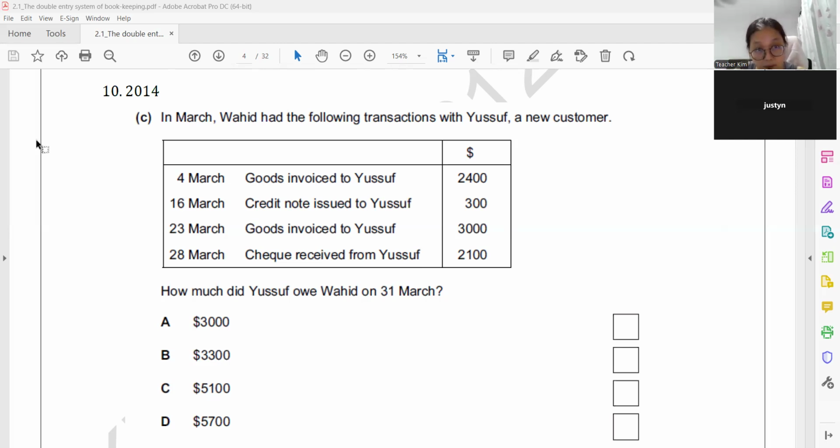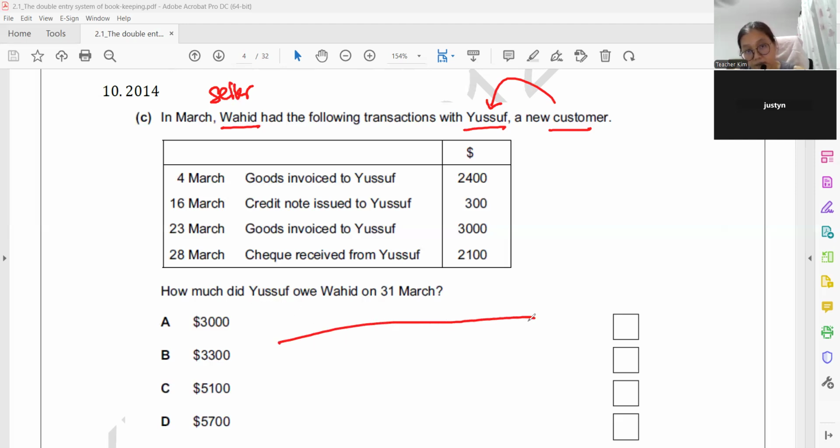Okay, this question is Yusuf. They already say that Yusuf is a customer. That means this is a seller. Okay. How much did Yusuf owe? That means if you want, you open Yusuf's account, which is a customer. Customer is trade receivable.